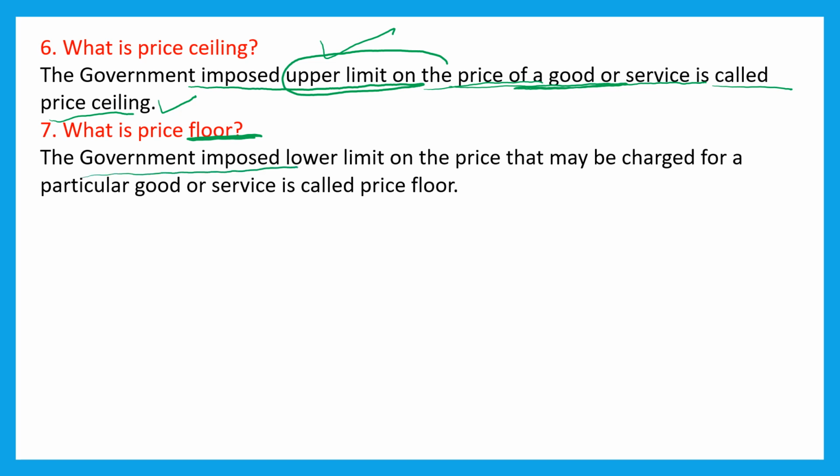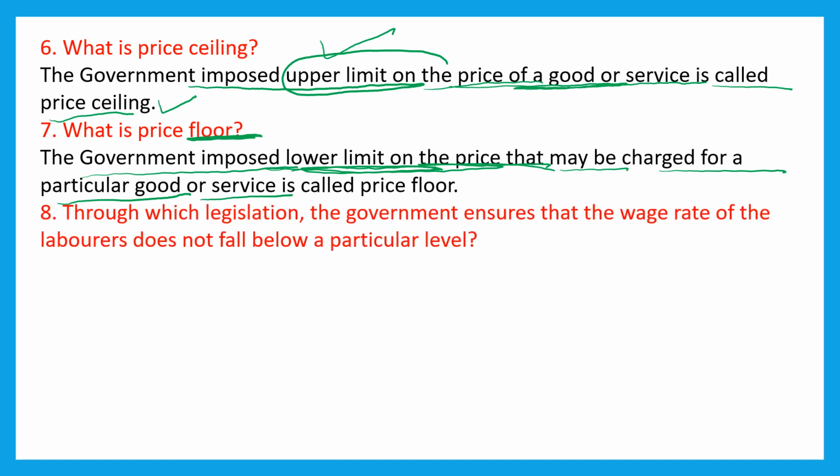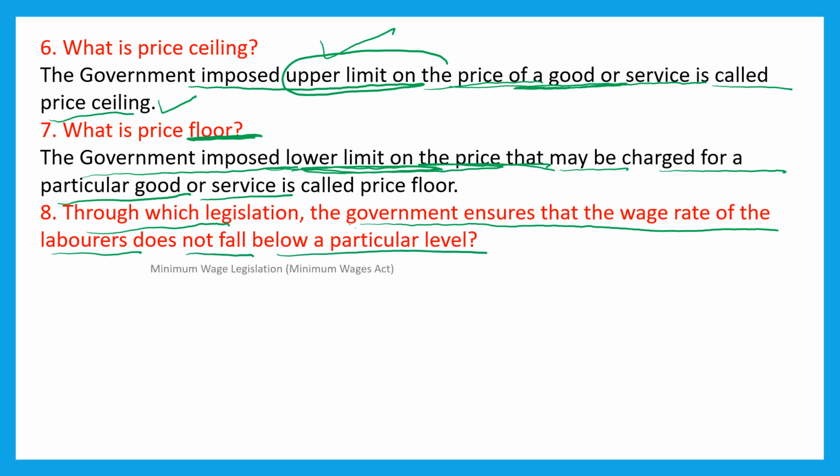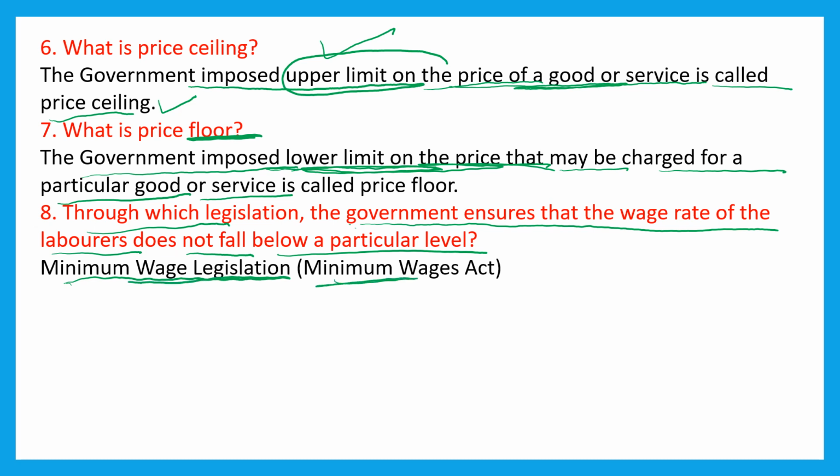The government imposed lower limit on the prices that may be charged for a particular good or service is called price floor. So it is a lower limit on the prices of essential goods. Through which legislation does the government ensure that the wage rate of laborers does not fall below a particular level? Minimum wage legislation or Minimum Wages Act.